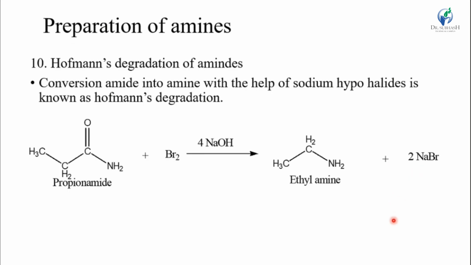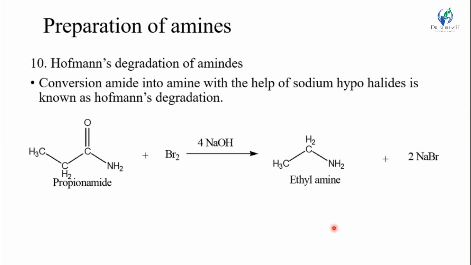Then the 10th one is the Hofmann degradation reaction, conversion of amide to amine with the help of sodium hypohalide, known as the Hofmann degradation. So here we take propionamide, an amide, plus Br2, that is a halide, in the presence of 4NaOH, making ethylamine and 2NaBr are removed.